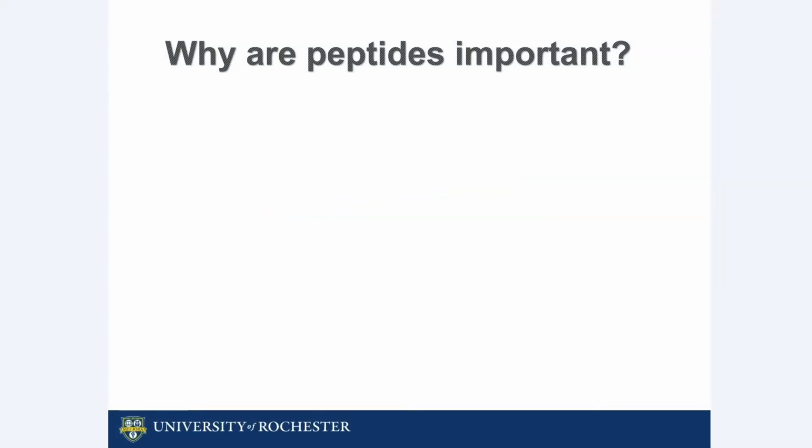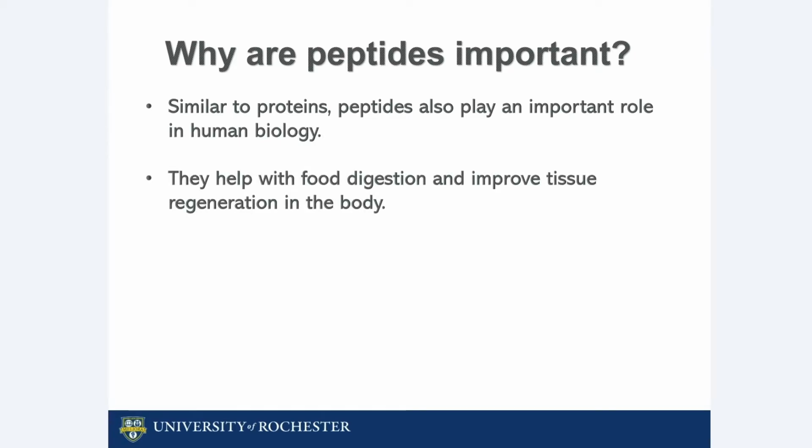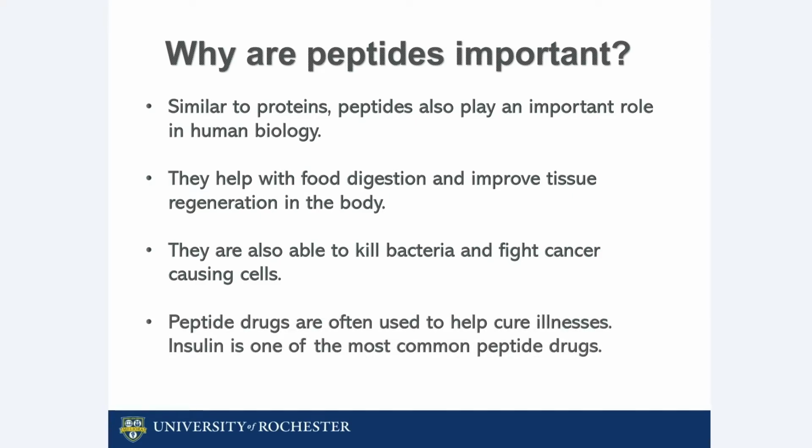We've talked about proteins, but why are peptides important? Not only do peptides make up proteins, but similar to proteins, peptides also play an important role in biology. They help with food digestion and to improve tissue regeneration in the body. They are also able to kill bacteria and fight cancer-causing cells. Because of these properties, peptides are commonly used as drugs. Insulin is one of the most common peptide drugs, and it's used to manage diabetes. Peptide drugs are often used to fight other diseases as well, such as HIV, cancer, and osteoporosis.